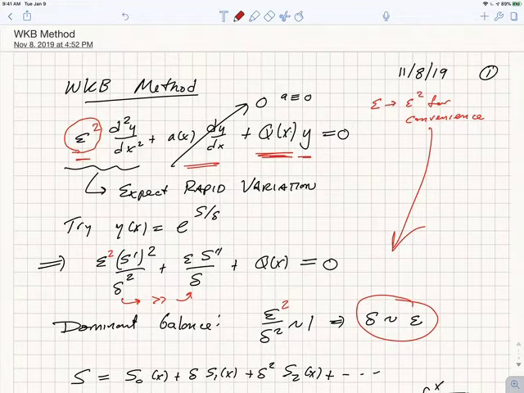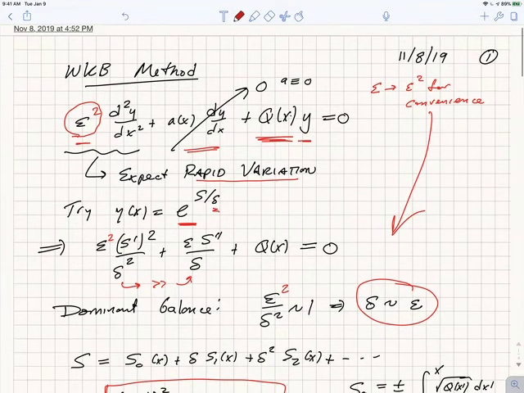Now, the problem is we expect that this term is going to give us rapid variation, but unlike the case where a of x is non-zero, we expect that rapid variation to be true potentially all the way throughout the region we're interested in. And we're going to isolate that rapid behavior by, instead of solving for y, solving for s, where y of x is e to the s over delta, where delta is a small parameter whose value I'm going to determine by dominant balance to try to figure out how to approximate the equation consistently.